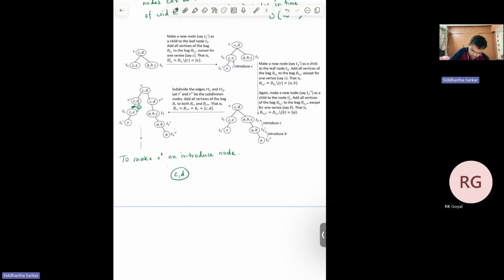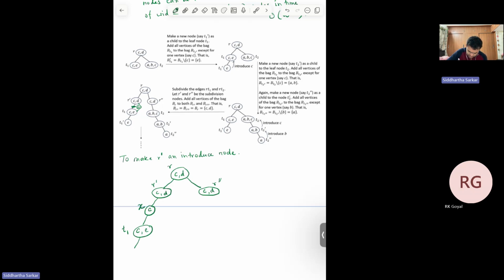So we had the root R. R's children were again the same bags, R dash and R double dash. And then we realize that R dash is not an introduced node. We want to make it an introduced node. So we introduce this node C, and then C becomes the parent of, let's say this is T1. So we have to give C also a name. Let's say this is X, node X.